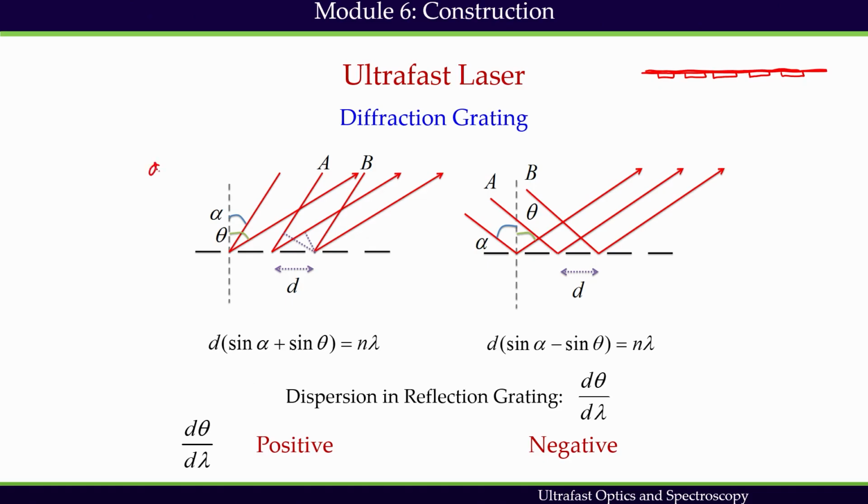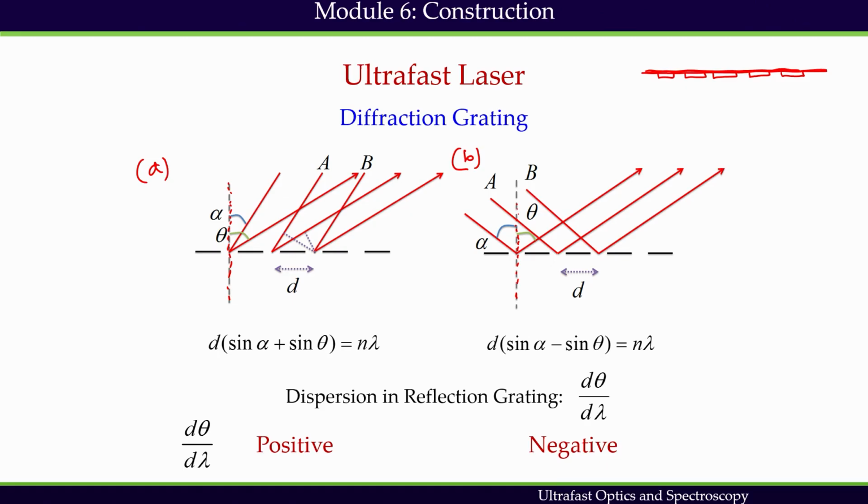They differ by where the incident beam and the diffracted beam are with respect to the surface normal. In the first figure, figure A, with respect to the surface normal, this dotted line, the input beam and diffracted beam are on the same side. On the other hand, in figure B, the input beam and diffracted beam are on opposite sides with respect to the surface normal of the grating. Alpha is the incident angle and theta is the diffraction angle.